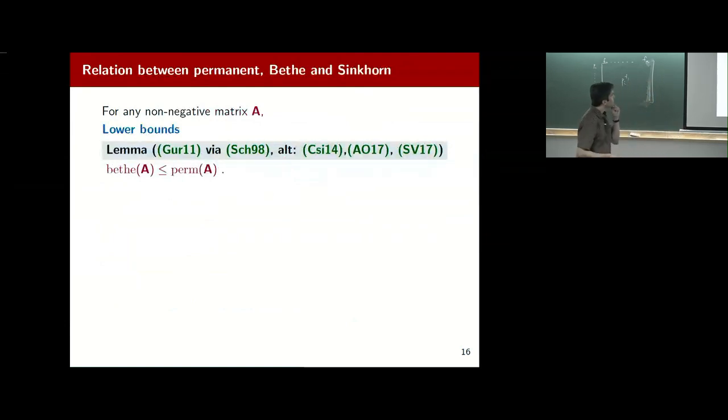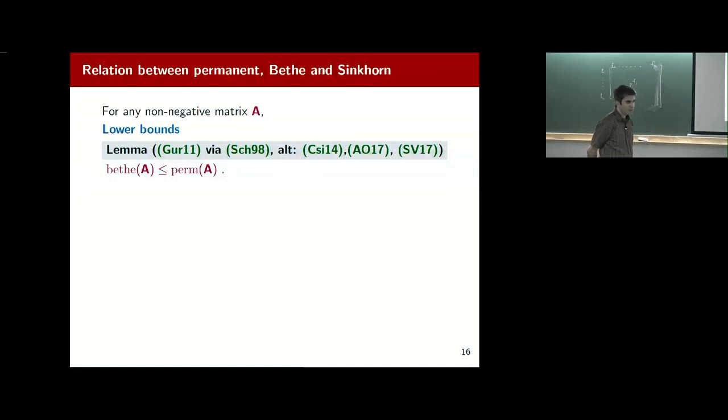Okay, so this is a fairly non-trivial result. This was proved by Gurvits in 2011 by using a fairly non-trivial inequality established by Schrijver in 98. And he showed that the Bethe approximation is always a lower bound on the permanent. Okay, this is not a straightforward result.